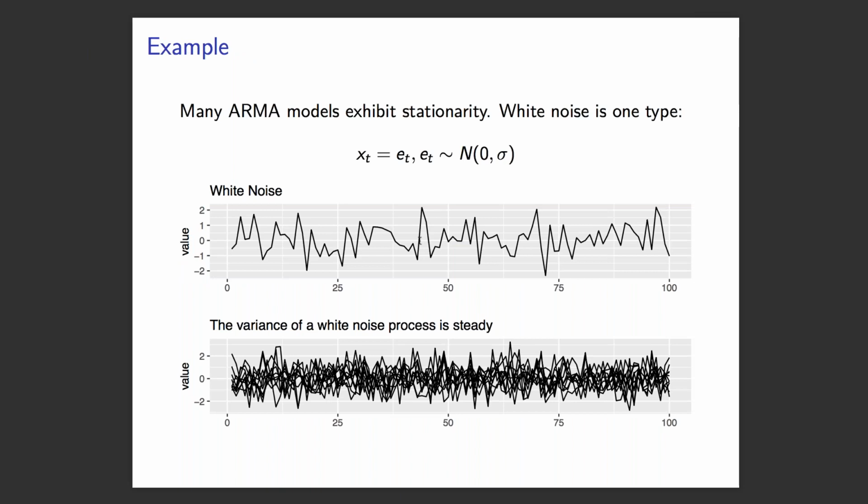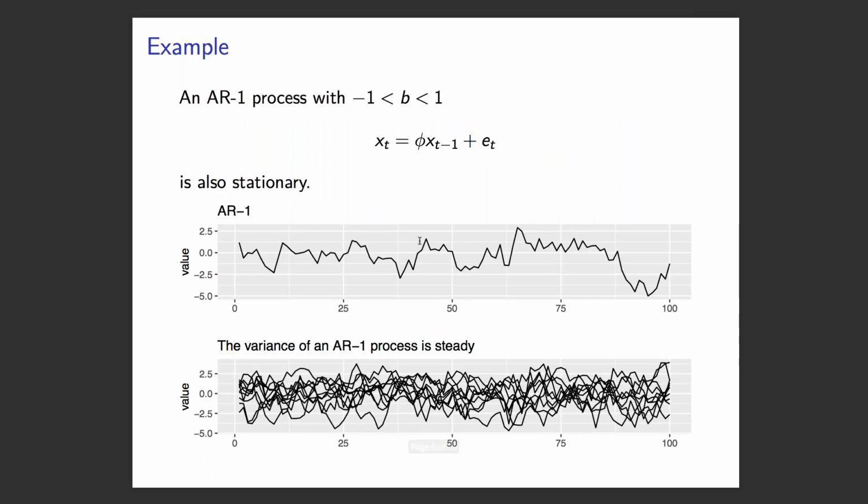Okay, so let's see an example. We saw this before. This is white noise, right? Here's one. If we do 10 of them and we just keep plotting them on top of each other, they look like this. It's fluctuating around a level. In this case, it's a level of 0. The variance is not changing. It doesn't have a trend. Classic stationary.